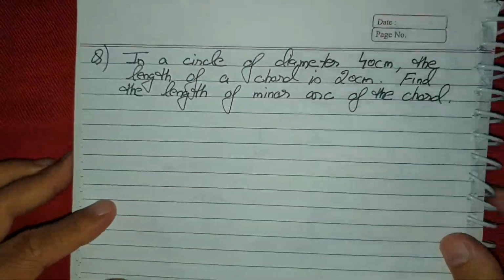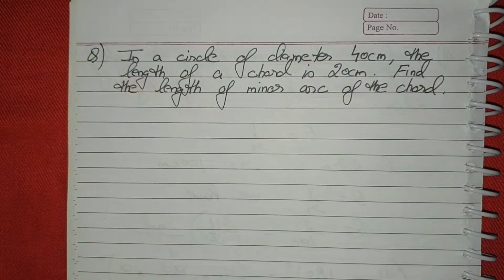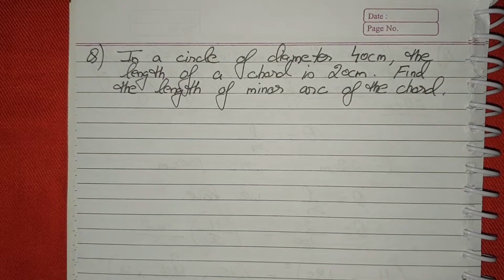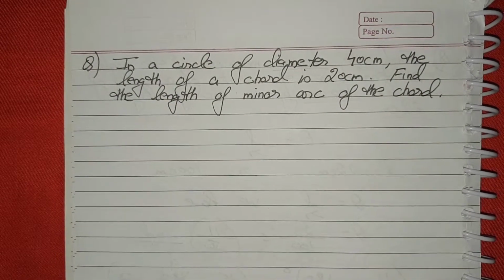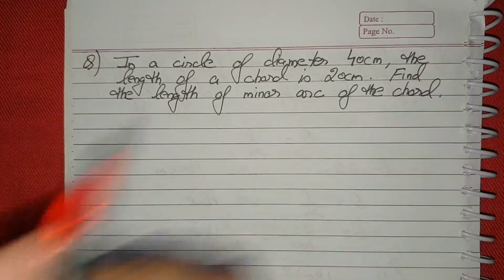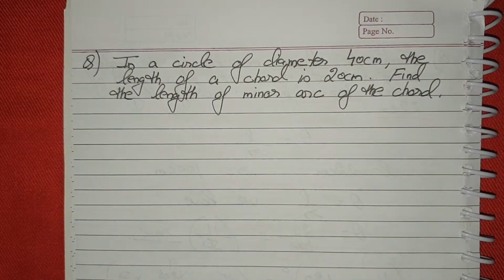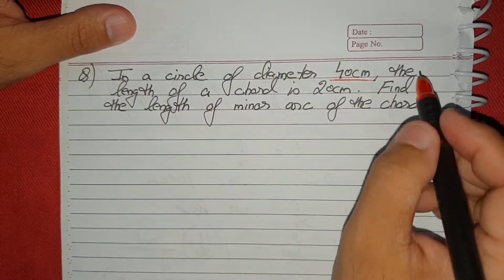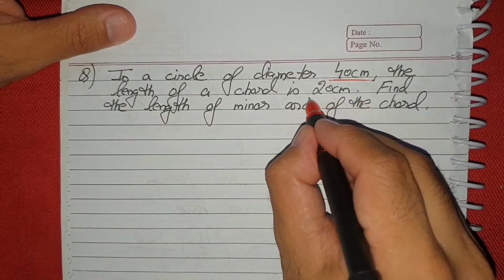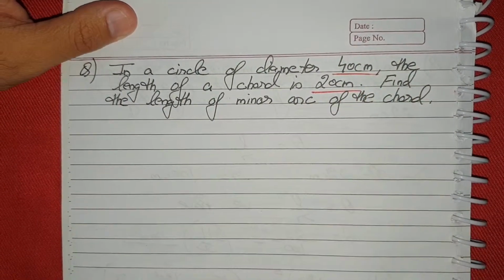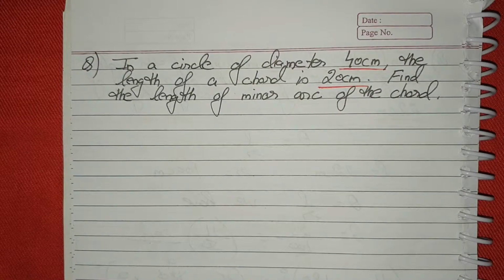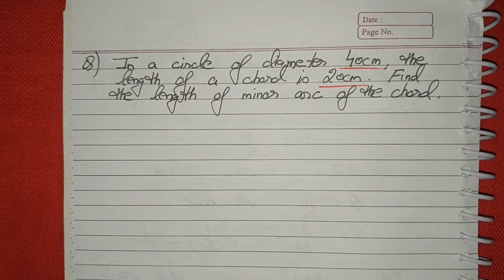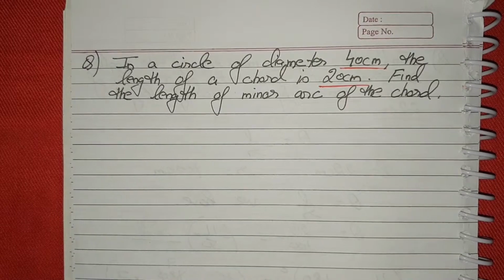Now next example. In a circle of diameter 40 cm, the length of a chord is 20 cm. Find the length of minor arc of the chord. Now see, the diameter given to you is 40 cm. The length of the chord is 20 cm. You have to find the minor arc. So let's make a diagram to understand this better.